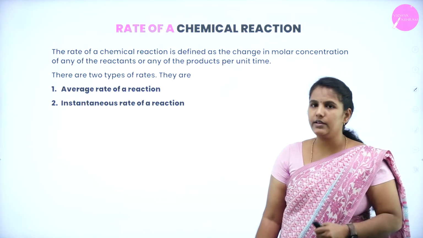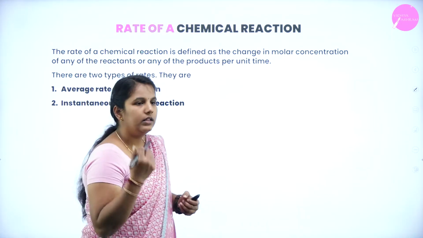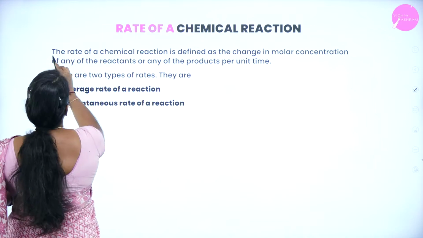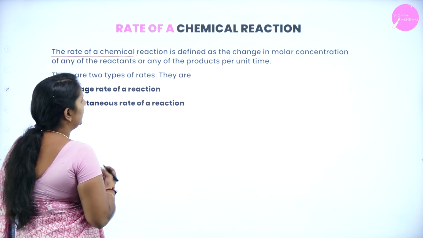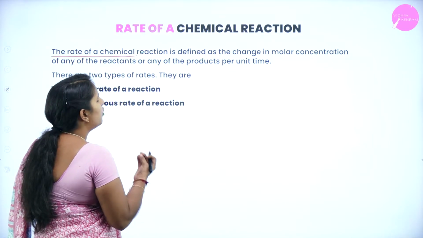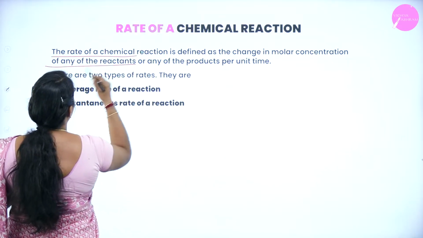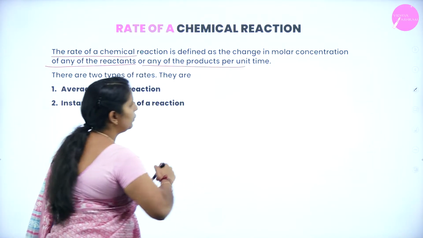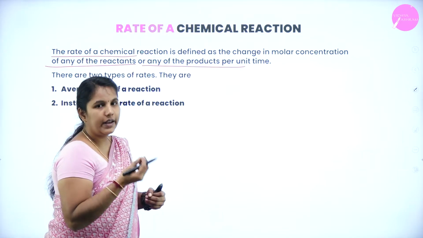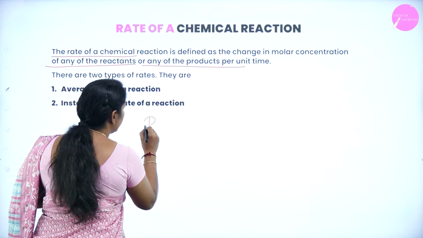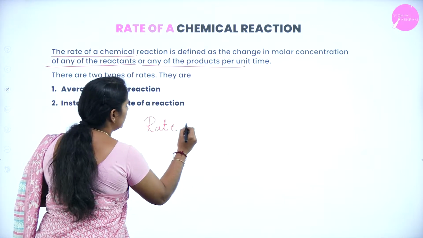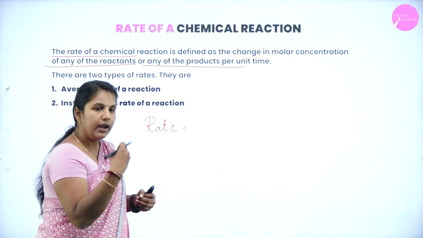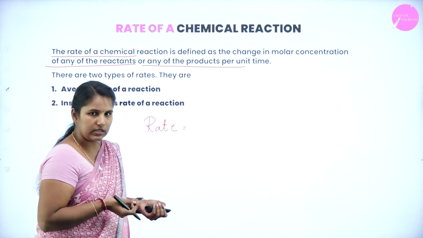Next comes the rate of a chemical reaction. Now let us understand what is the rate of a chemical reaction. The rate of a chemical reaction is defined as the change in molar concentration of any of the reactants or any of the products per unit time. So, what is the rate of the reaction? Rate of the reaction is nothing but a concentration change, or you can say that it is the molar concentration of the reactant divided by the molar concentration of the product. Is it right?